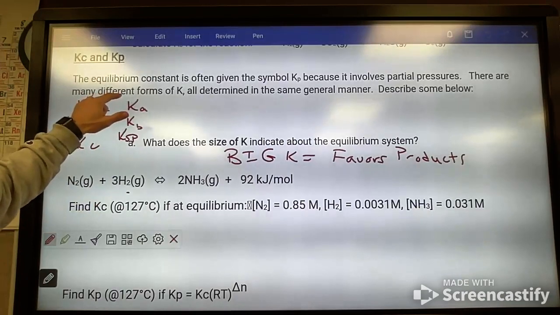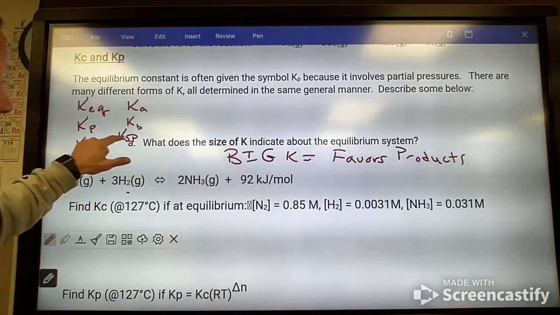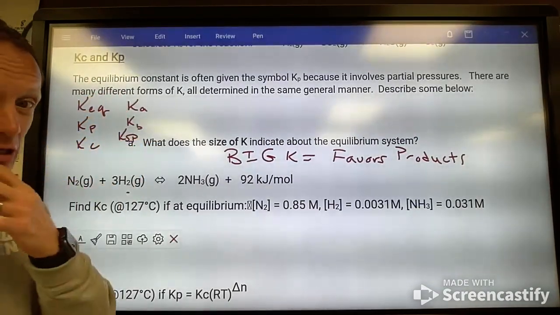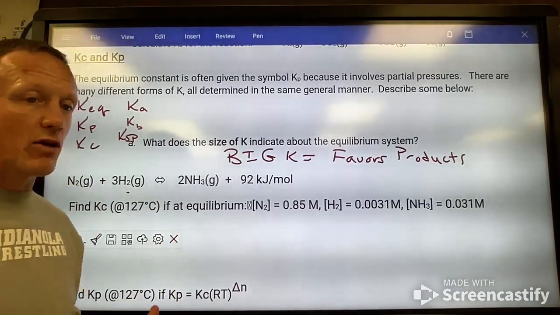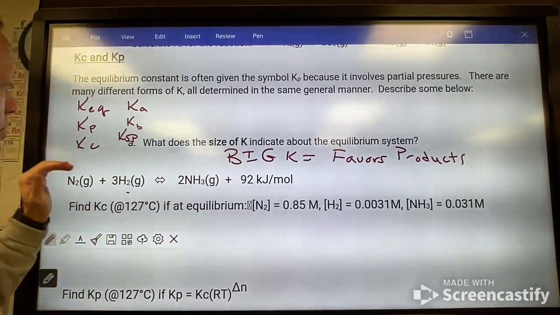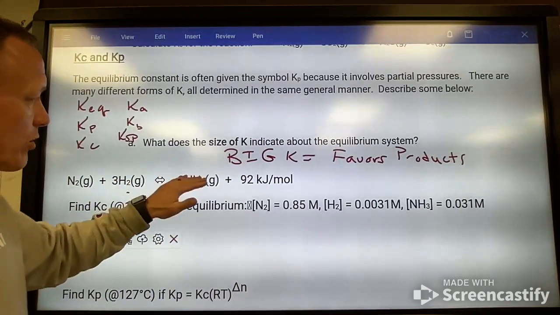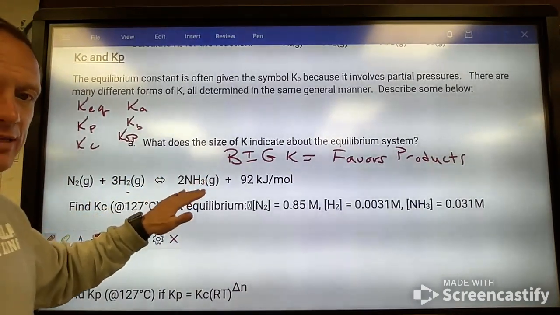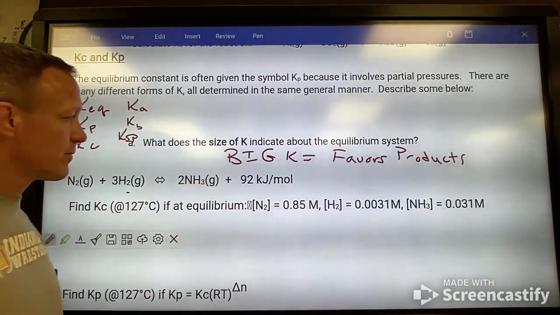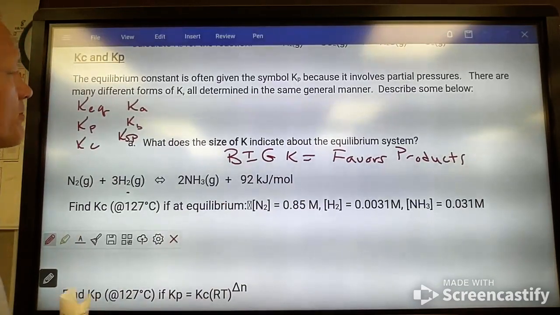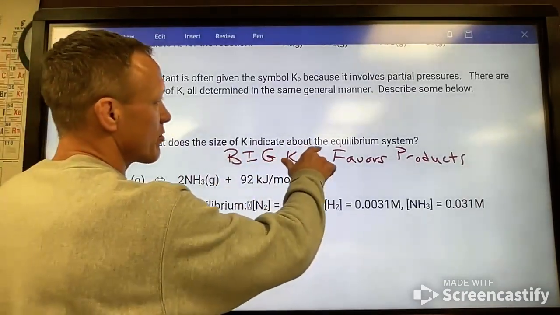Eventually we'll do K in terms of acids, K in terms of bases, and Ksp, which has to do with dissolving. So there's going to be a lot of different Ks. They're all the same thing though. Always products over reactants. Remember your K value only includes gases and aqueous things, no solids or liquids in your K expression.